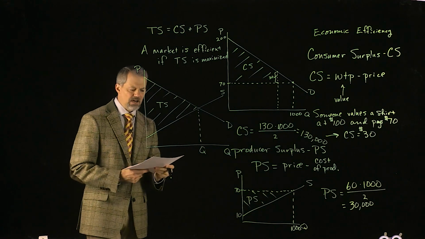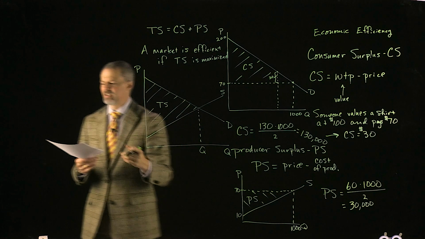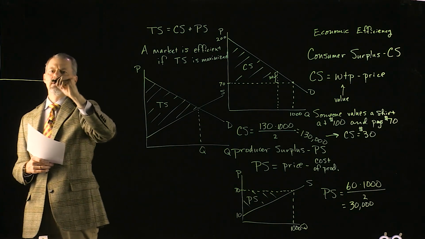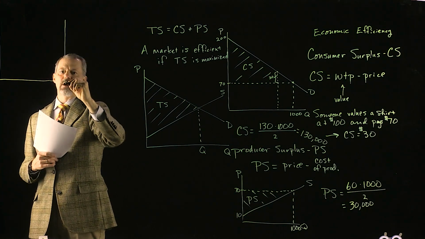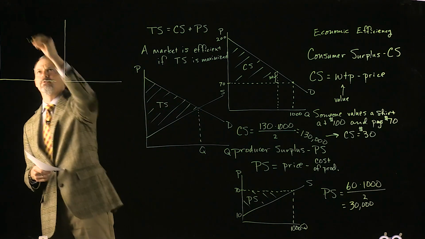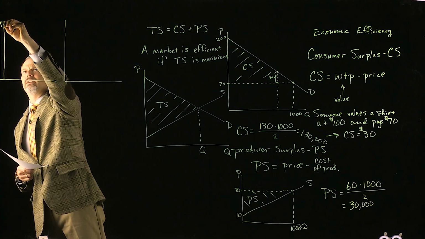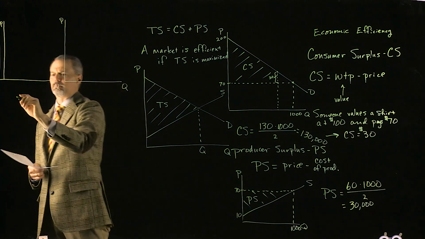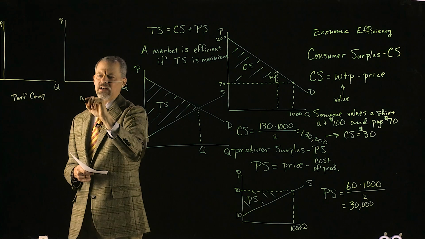Now, let's talk about a comparison of monopoly and perfect competition. So what I'm going to do is I'm going to draw two pictures. In my left picture, I'm going to put perfect competition, and in my right picture here, I'm going to put monopoly. Let's move this over just a little bit. And so I've got P here, Q, Q. This is perfect competition, and this is monopoly.